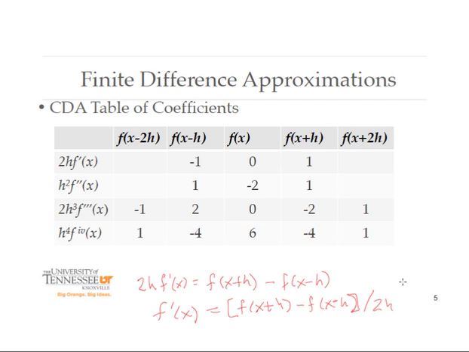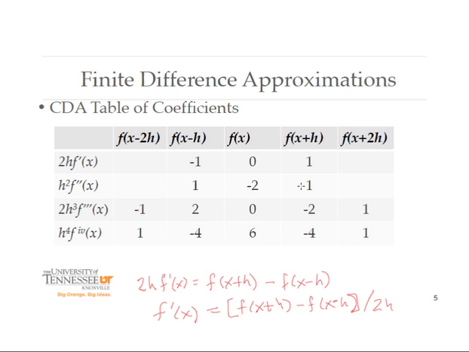Similarly, this next row tells you h squared times the second derivative at a point x should be estimated by a linear combination of 1 times f of x minus h, minus 2 times f of x, plus 1 times f of x plus h. And then if you're just isolating the second derivative, you'll divide all that by h squared.